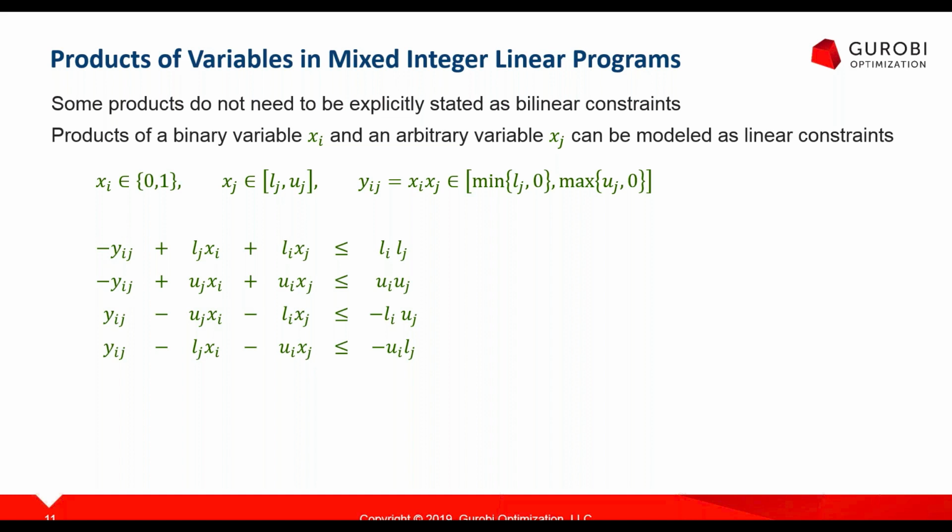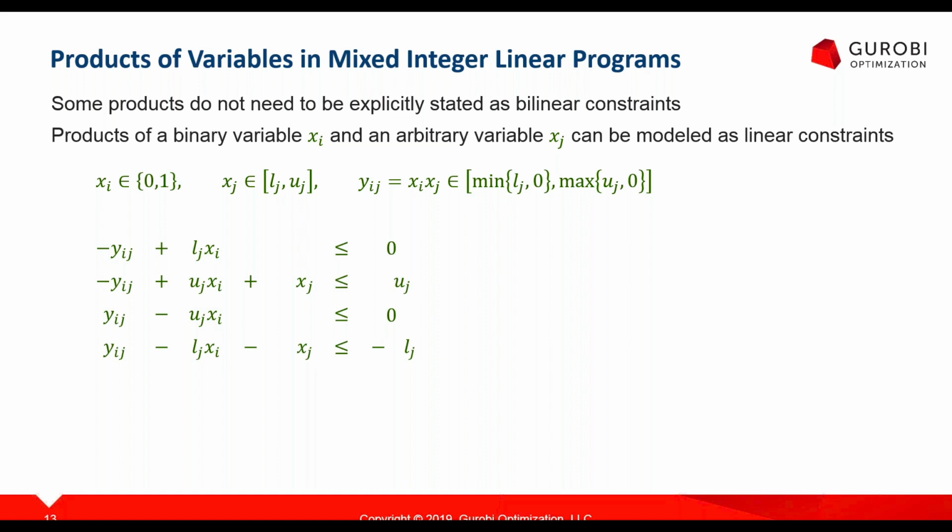So if you look at these inequalities here, these are just the four McCormick inequalities that we have seen to linearize a quadratic constraint, yij is equal to xi times xj. And now we assume that the xi variable is binary. And that means here in these McCormick constraints, these coefficients Li and Ui are just 0 and 1 respectively. So if we just replace those coefficients by their corresponding values, then we get this set of inequalities.